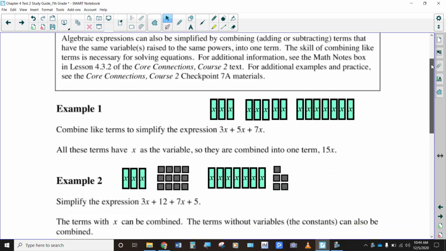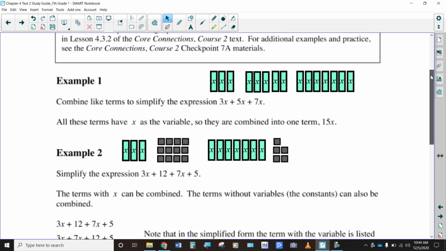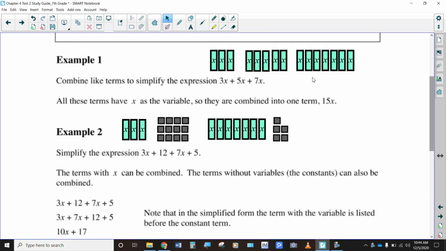And so here are a couple of examples to help illustrate how we do what we do and why we do what we do. So if we take this expression that has three terms, 3x plus 5x plus 7x, you're literally saying you've got three x's. We don't know what the value of x is, but we know we've got three of them. We're going to add another 5 x's to that, and then another 7 x's to what we already had.